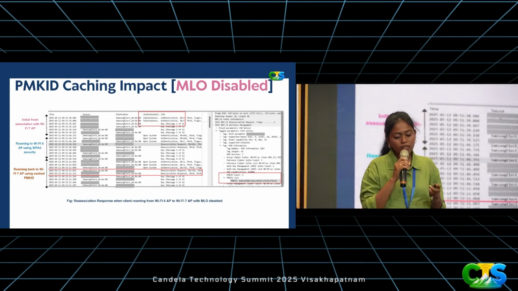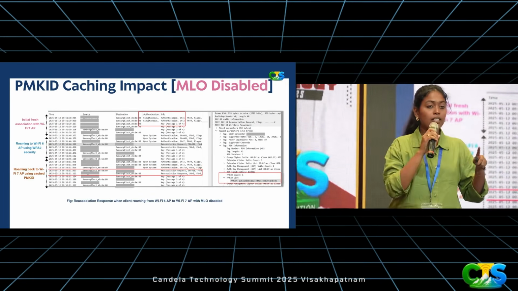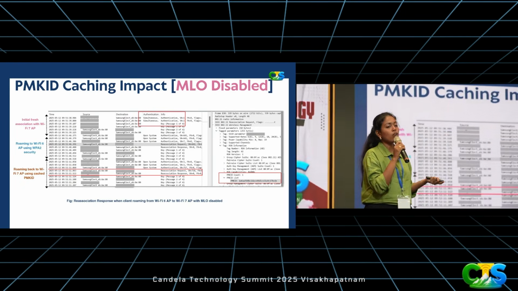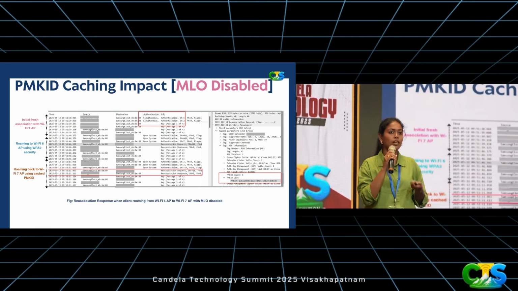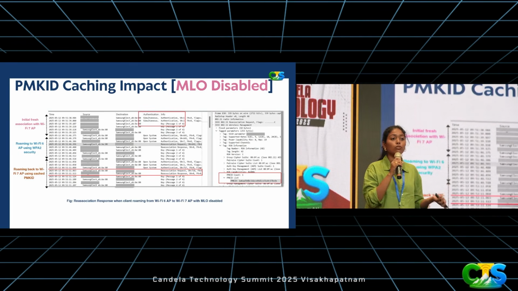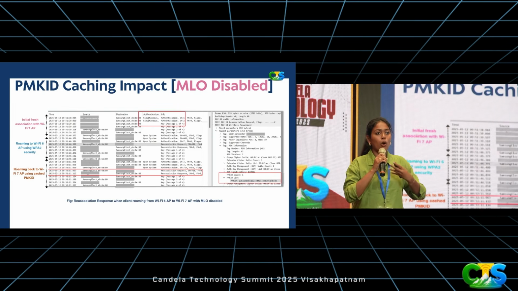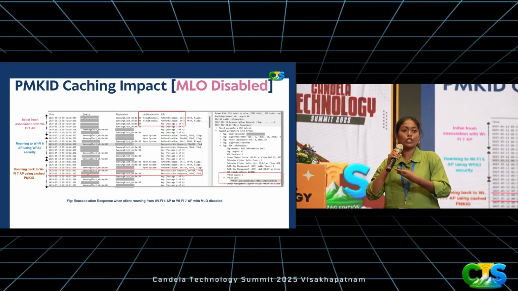Yeah, so in this case, when the client is sending the RESOC request to the Wi-Fi 7 MLO enabled AP, the RESOC response from the AP was just fine. It was under 50 milliseconds. So this pointed out the issue that the AP is taking longer times to process the cached data when the MLO feature is enabled.